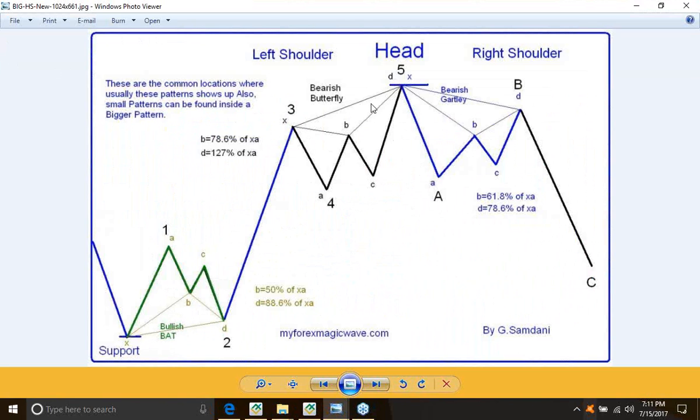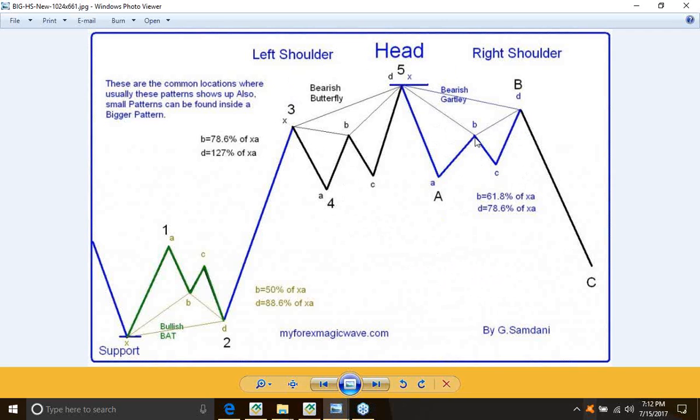Then you make a butterfly pattern or a crab pattern, which is in between wave 3 and wave 4, wave 5. Then coming down, this is 1, 2, 3, 4, 5 finished. ABC correction required now. Then you're coming down and you make a bearish Gartley or bat pattern between wave 5, A and B. That also makes our head and shoulder pattern. This is left shoulder, this is head, this is right shoulder. This is a butterfly pattern, and this is a Gartley pattern or bat pattern.